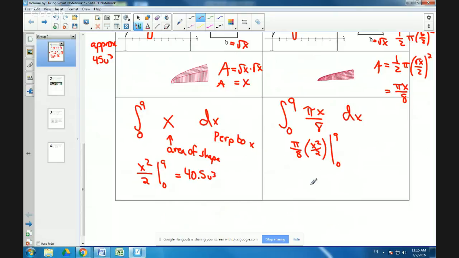So we get 81 pi over 16. And then the 0 we don't worry about because you plug it in and it's 0, right? So whatever number that is. Could we stop there? That's fine. No, we're acceptable. It's the calculator portion of an exam. It might be in decimals.